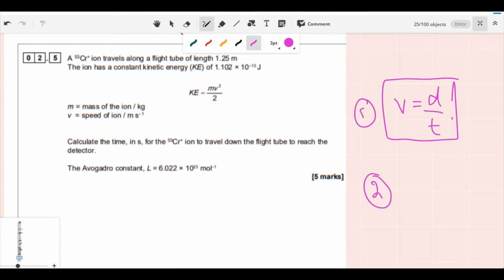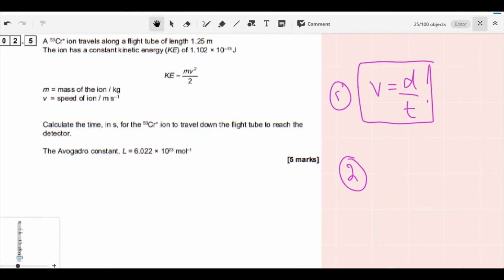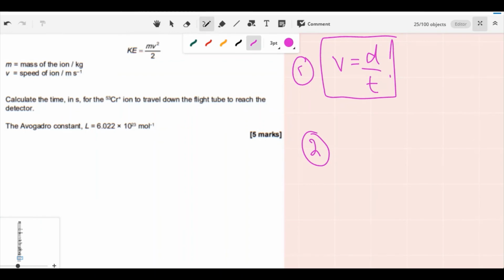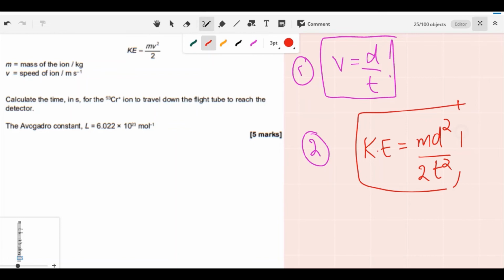While the second formula will be related to kinetic energy. Kinetic energy is equal to m d square divided by 2t square. So these are the two formulas we can use, and we can easily calculate the time.